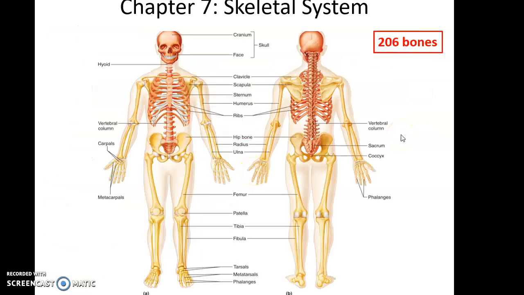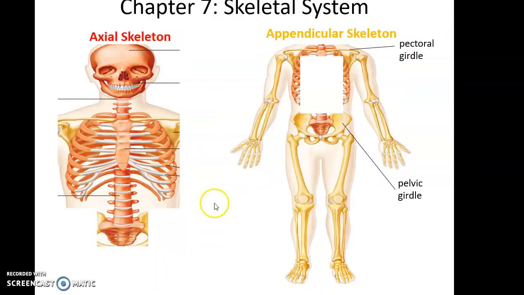All right, there are 206 bones in the body in the average human, or at least 206 that have names. And they get broken up into the axial skeleton, which is the bones along the midline, and the appendicular skeleton, which is the bones for the limbs, and that attach the limbs to the axial skeleton. So the pectoral girdle attaches the upper limbs, pelvic girdle attaches the lower limbs.